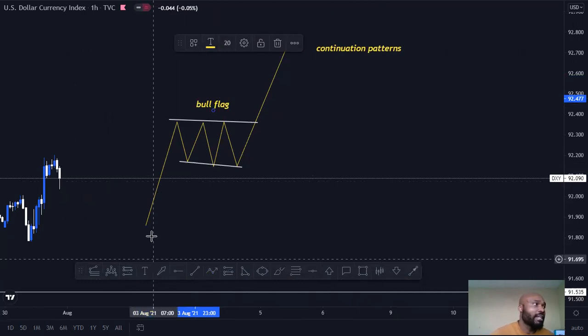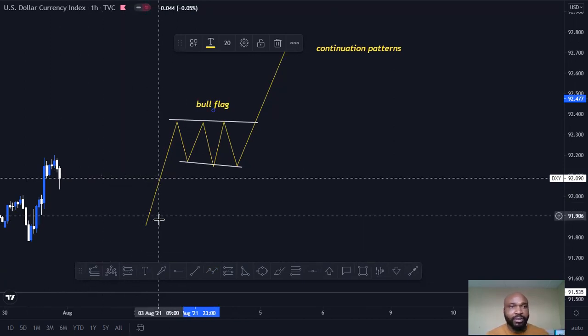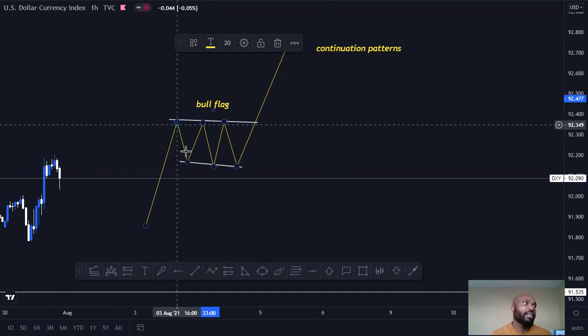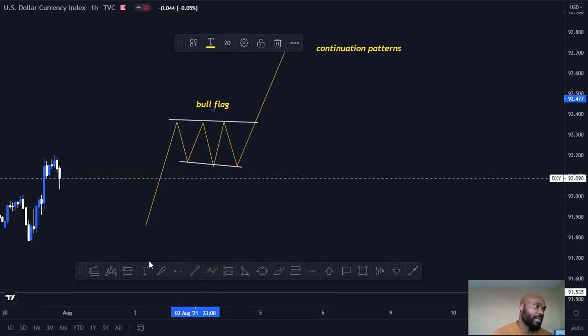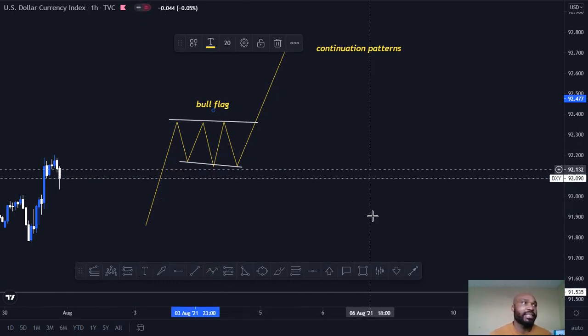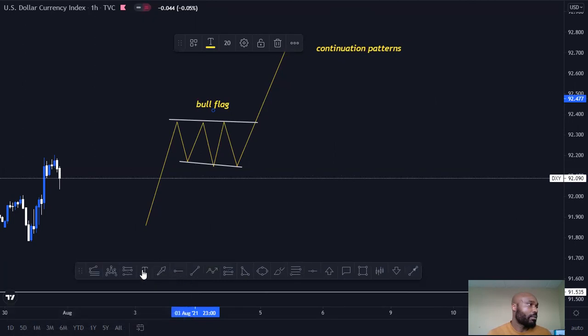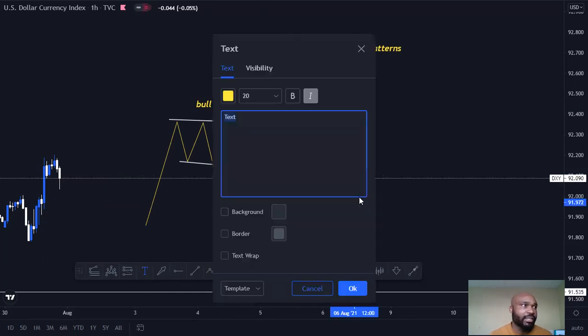So a bull flag happens when price is in an uptrend, right? Price breaks out of a certain structure and creates a first impulse, which is an uptrend impulse, and then starts to correct. We're also using the three-touch method to know when we can enter the position once we've seen a continuation pattern, okay? So we're using the three-touch method.